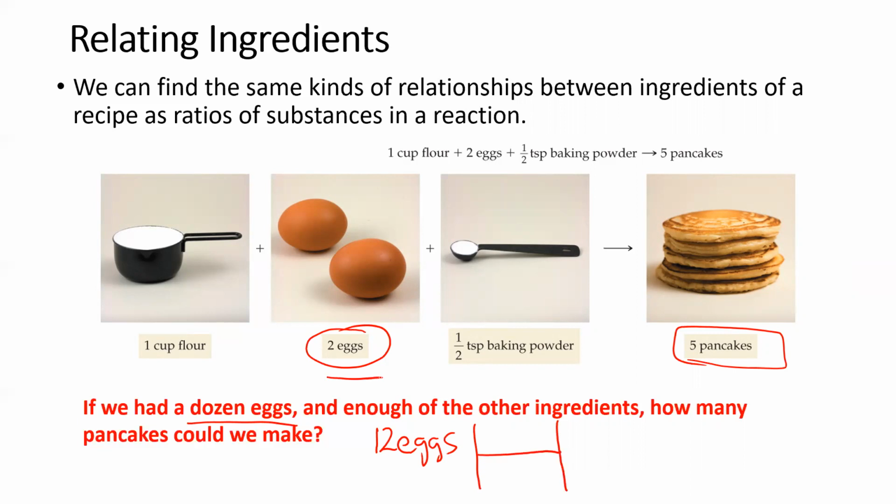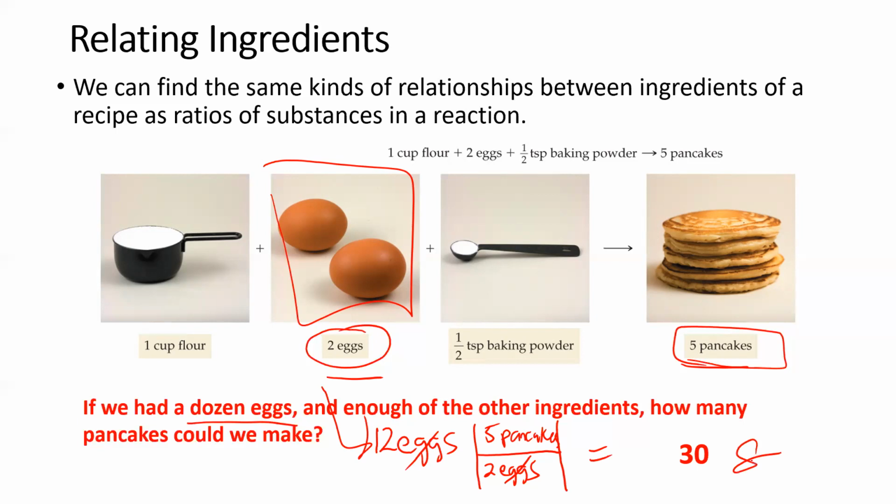There are 2 eggs. I want to cancel out the unit of eggs, so I put it on the bottom, per 5 pancakes. And what I see is that the unit of eggs cancels, I'm left with pancakes, and I get an answer of 30. So basically, stoichiometry is like following a recipe. We don't always just have 2 eggs. We might have 12 eggs because we want to make 30 pancakes instead of 5. It's the same thing with balanced chemical equations.